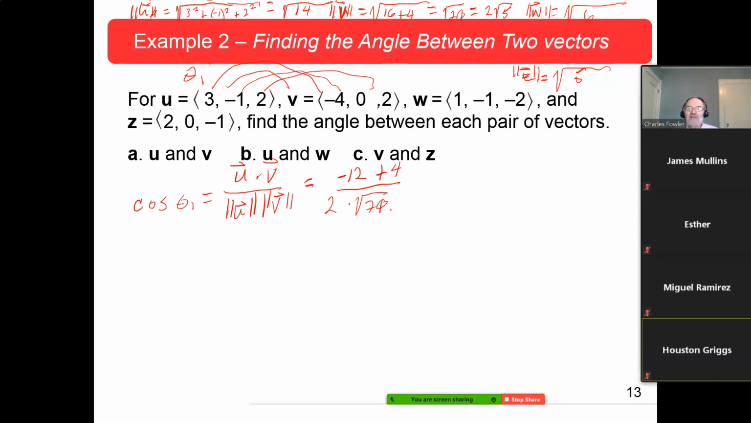Now I'm trying to think if there are any common factors between that. There are not, I don't believe, because it's 2 times 7 times 5. Okay, so that would be that.